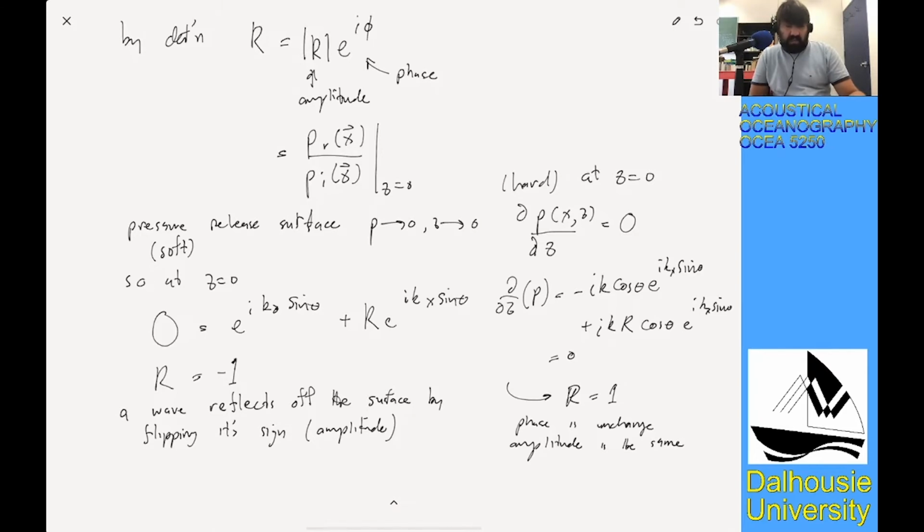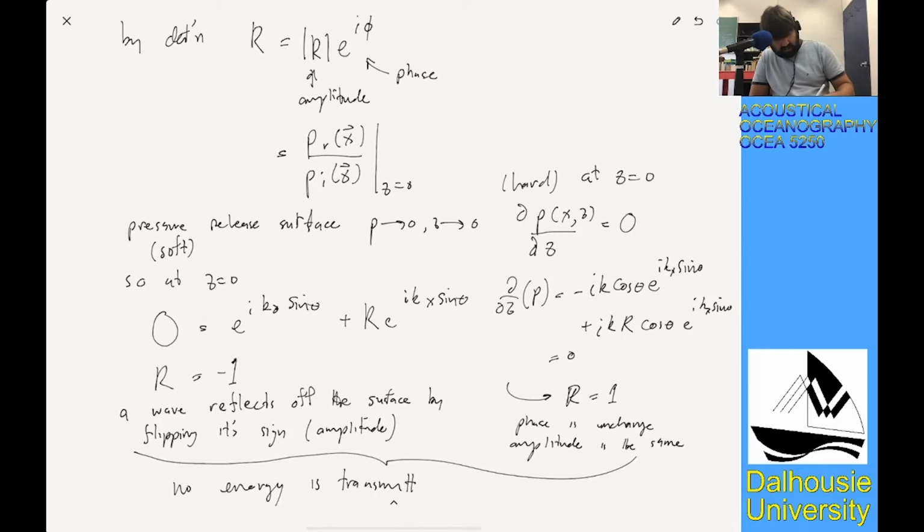And the most interesting thing about both of these cases: no energy is transmitted to region 2. So very, very simple cases here, but very applicable to the ocean.